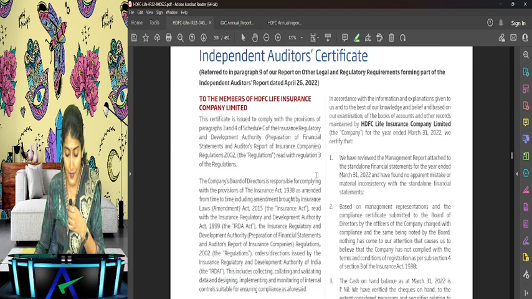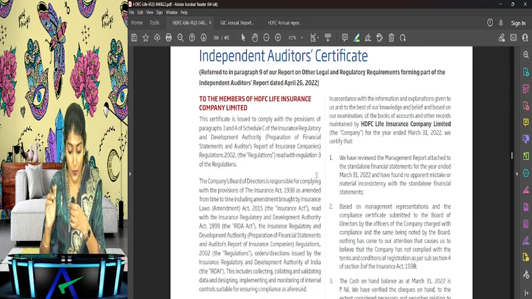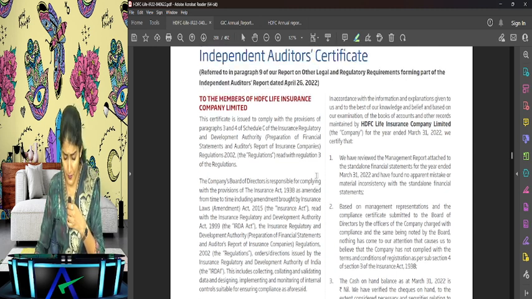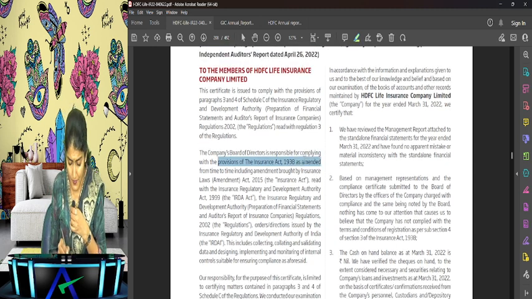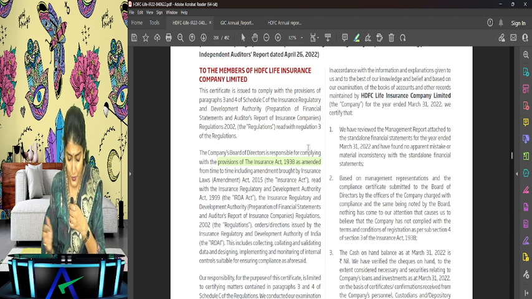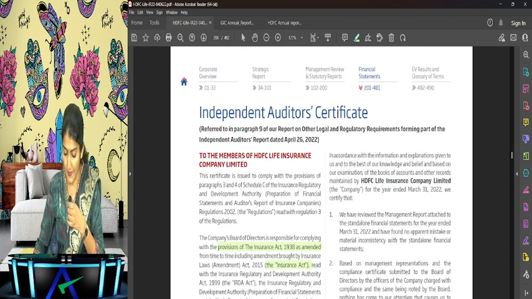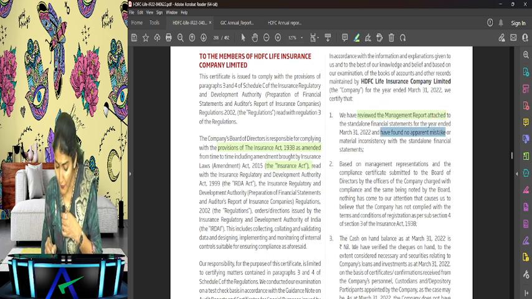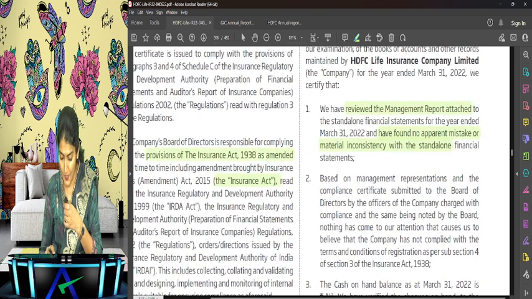Then the independent auditor's certificate, right? So the auditor's certificate is regarding the IRDA Act and the regulations. The company is responsible for the compliance with the provisions of the Insurance Act and the IRDA regulations. So we have reviewed the management report and have found no apparent mistake or material inconsistency. Do you remember that?